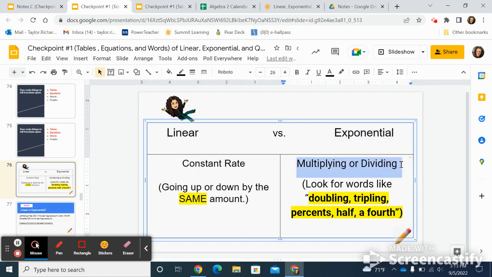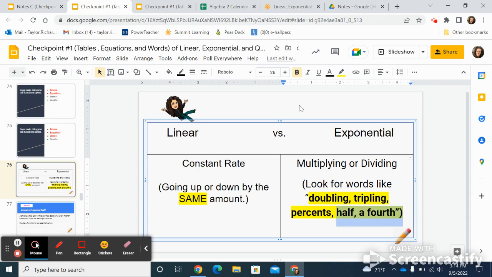So what you're going to look for in an exponential word problem are these keywords: doubling or tripling, right? That means I'm multiplying. If I'm doubling, I'm multiplying by 2. If I'm tripling, I'm multiplying by 3. You're going to look for percents. Percents are also exponential. Or maybe words like this: I'm taking a half of what you have, or a fourth. That would be dividing. I'm taking half of your money or a fourth of your money. You're cutting it down. You're dividing.